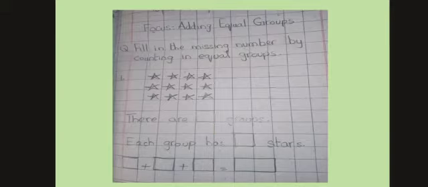Now you will make 2 blocks for the answer. Write the missing numbers. Okay, first count how many groups we have. Write in the first block, then see how many stars are in each group. These are equal groups, so the same number of stars are there right here. Then add these stars 3 times and write the answer here.